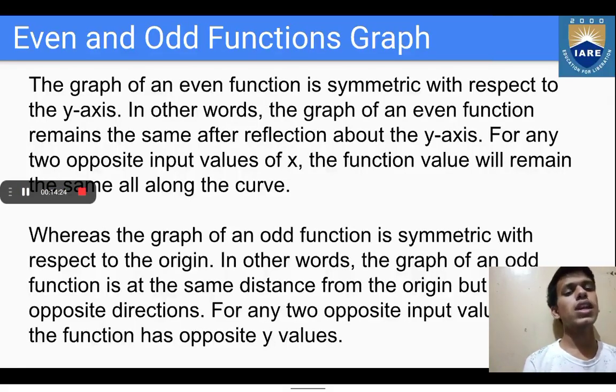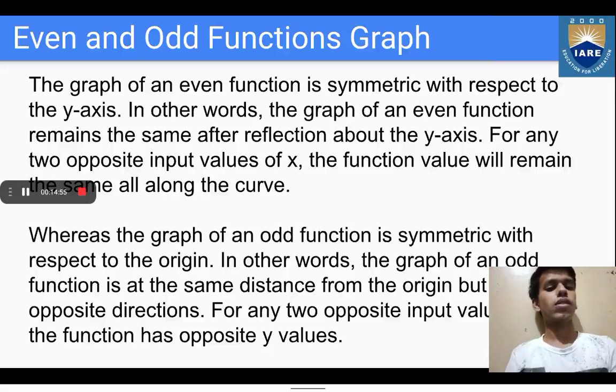So let us discuss the graphs of even function and odd function. The graph of an even function is symmetric with respect to the y-axis, as discussed earlier. In other words, the graph of an even function remains the same after reflection about the y-axis. For any two opposite input values of x, the function value will remain the same all along the curve. That means for two input values we have a single output.